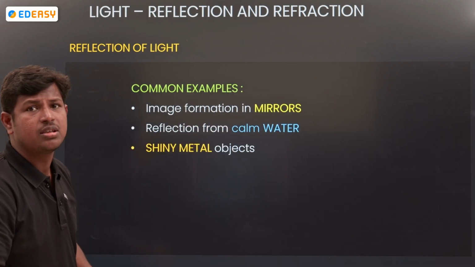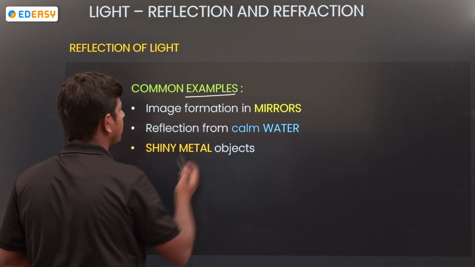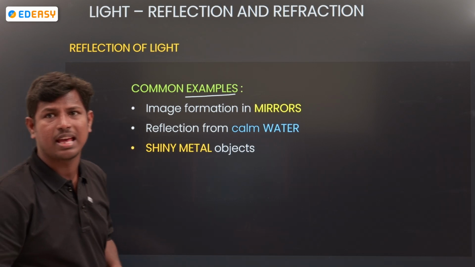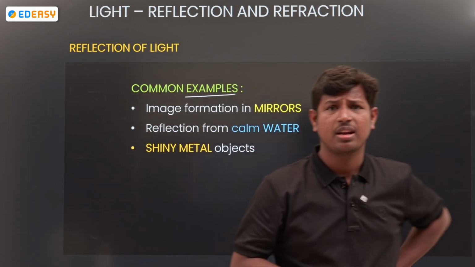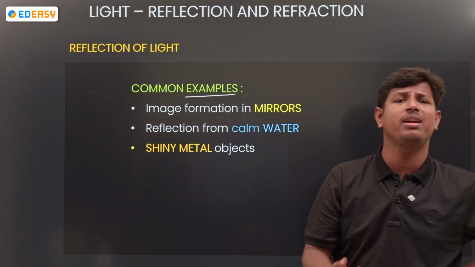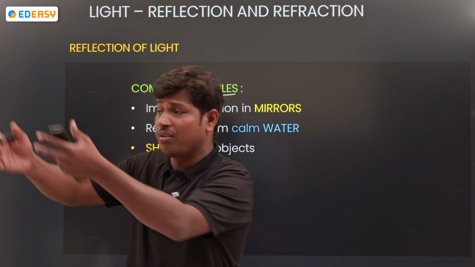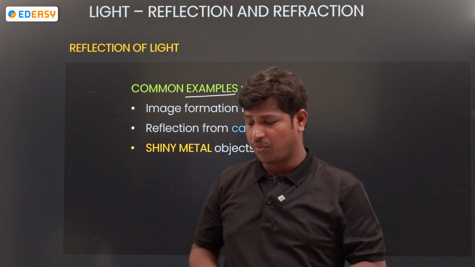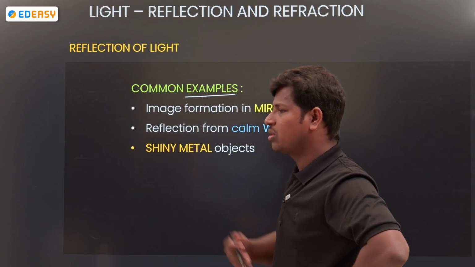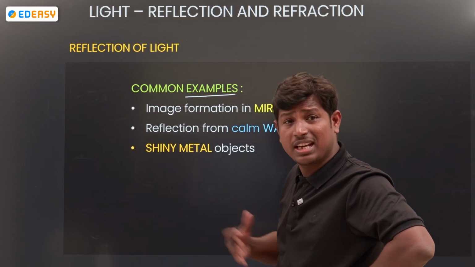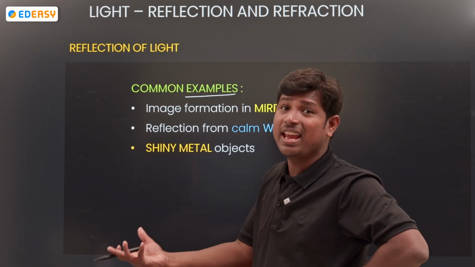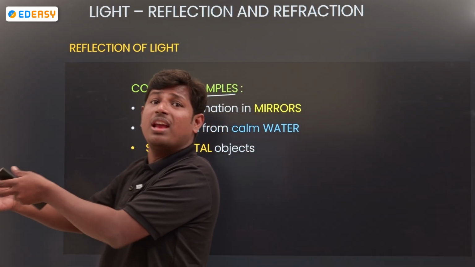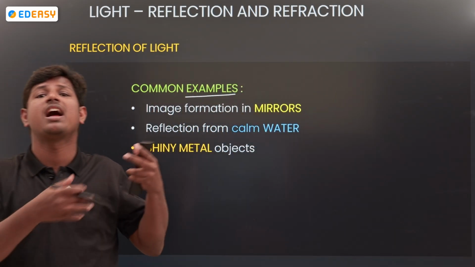Okay, next. What are the examples where we use this? The examples of image formation in mirrors, we just discussed. If you want to see your image, you need to stand in front of the mirror, not in front of another person, and not in front of the wall. If I stand in front of the wall and ask the wall, can you give my image? It says no. Why? Because of the property of the wall. It's not polished, it's not smooth.